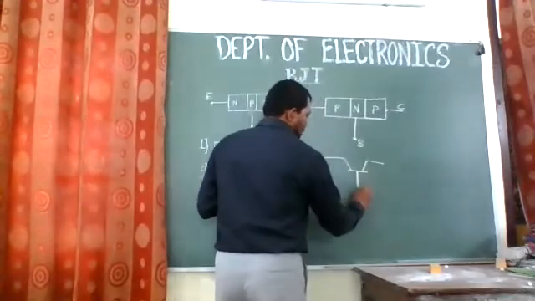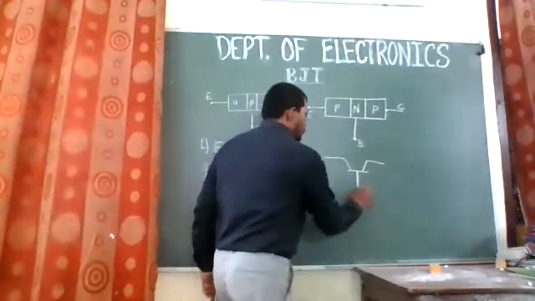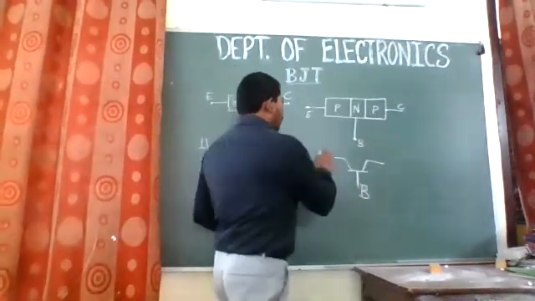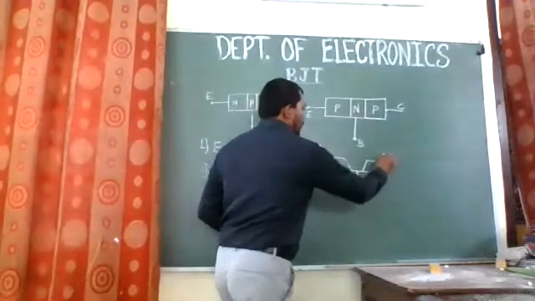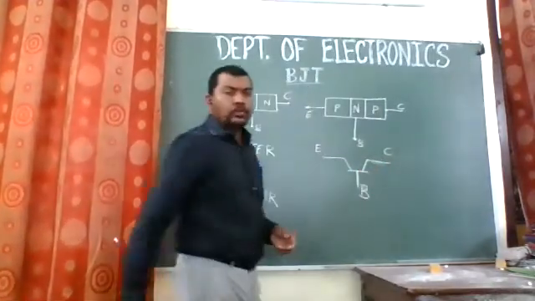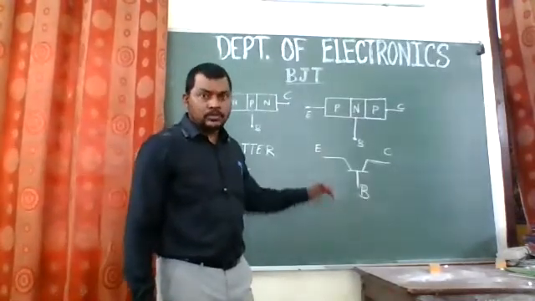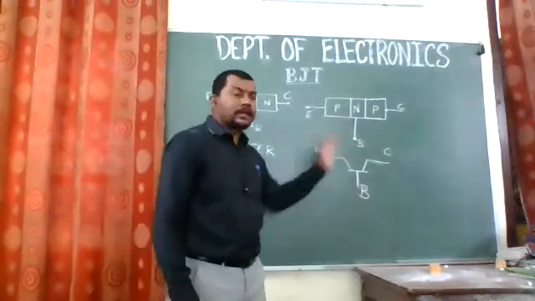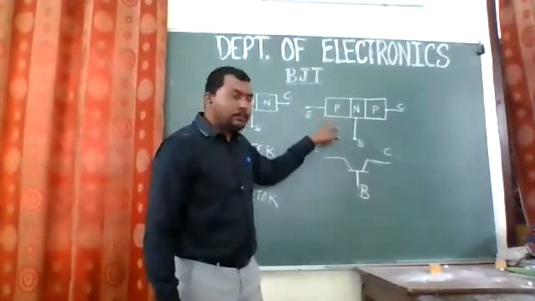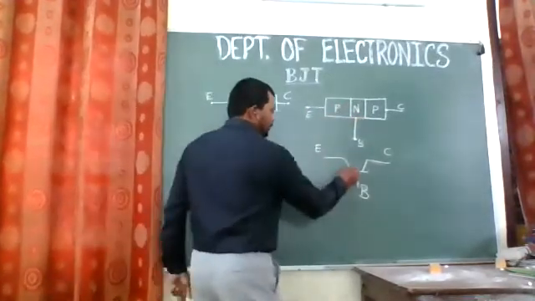So the central one is the base, like this. So this is a base, B. I guess it is not visible. One is the emitter, and the other one is the collector. In the emitter, we have to draw an arrow. That is how the collector and emitter are distinguished. The current is to flow from the P to N, right? So the arrow should be like this.